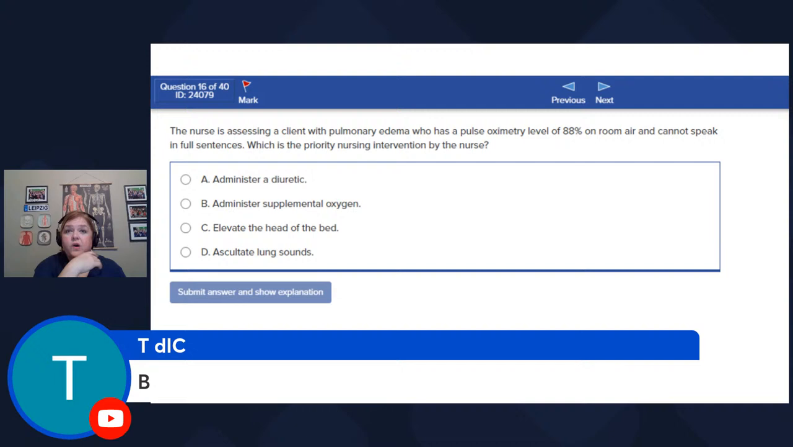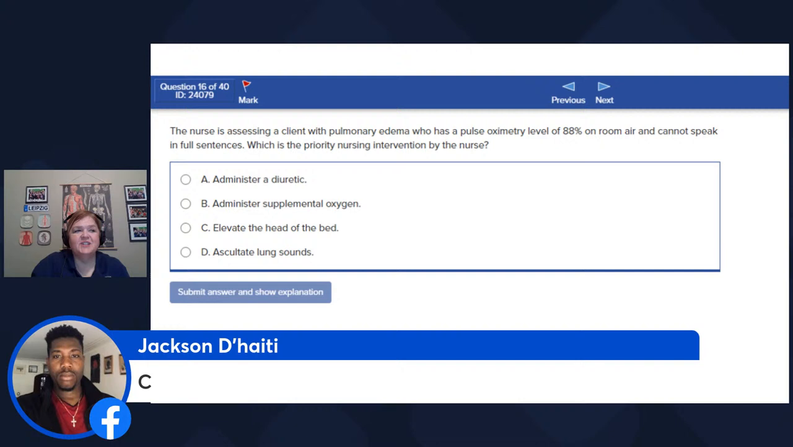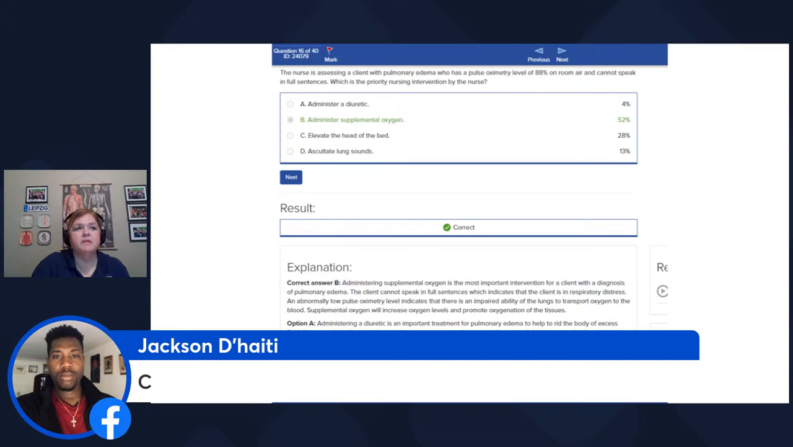It's a priority question, and those can be different. Well, this means if I can only do one thing. So I see you guys already have, if I can only do one thing, it's not asking me what should you do first? It's saying, what's most important? What's the priority intervention? And for this one, it would be to make sure that you give oxygen.